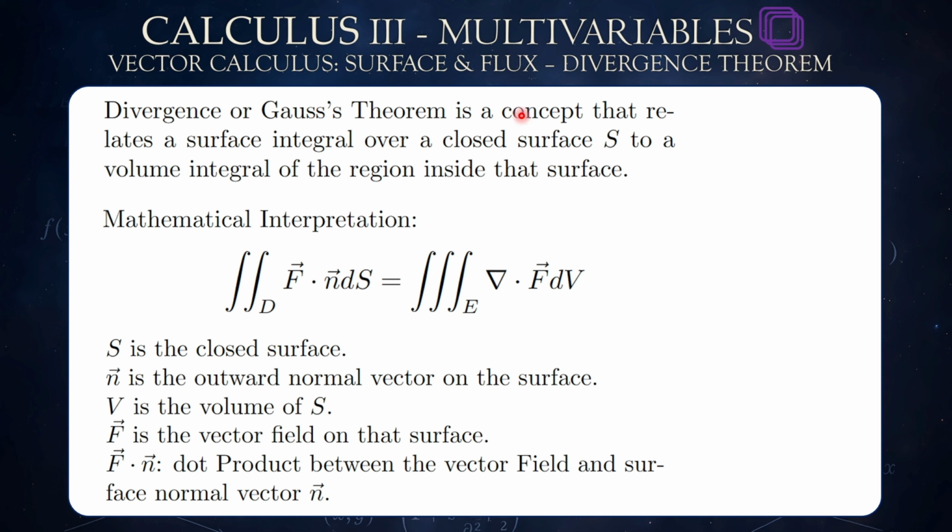Divergence or Gauss's theorem. The divergence theorem is a concept that relates a surface integral over a closed surface S to a volume integral of the region inside that surface. The mathematical interpretation is the double integral over a surface S of F dot n dS is equal to the triple integral over a volumetric region E of nabla dot F dV. S is the closed surface, n is the outward normal vector on the surface, V is the volume of S, F is the vector field on that surface. In both cases, F dot n is the dot product between the vector field and the surface normal vector.